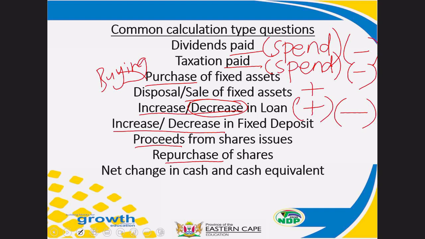Fixed deposits work the opposite of a loan. Okay. When you are increasing a fixed deposit, what happens? You have to spend money to increase it. Therefore, it's considered an outflow. But when you are dealing with a decrease of a fixed deposit, what happens? The only way it can decrease is when it matures. And when it matures, the bank or the financial institution where you made the fixed deposit will then be paying the money into your bank account that you can then use when it comes to your cash flow.